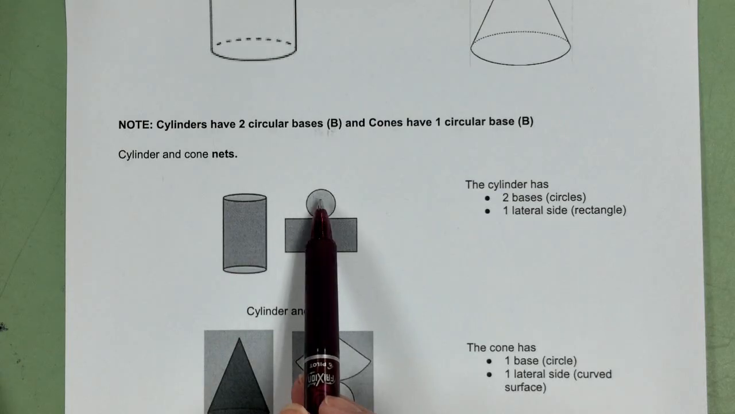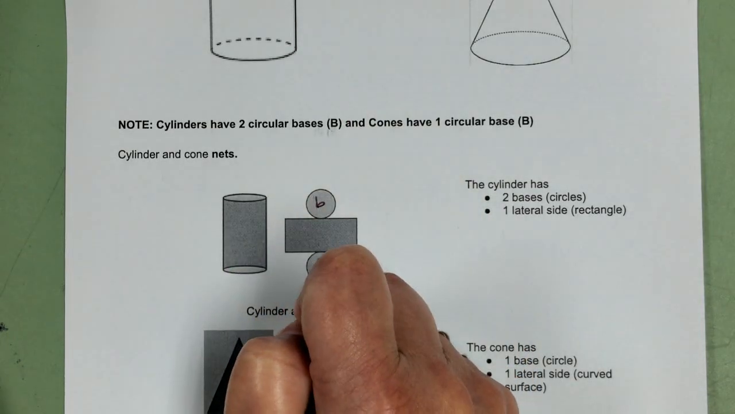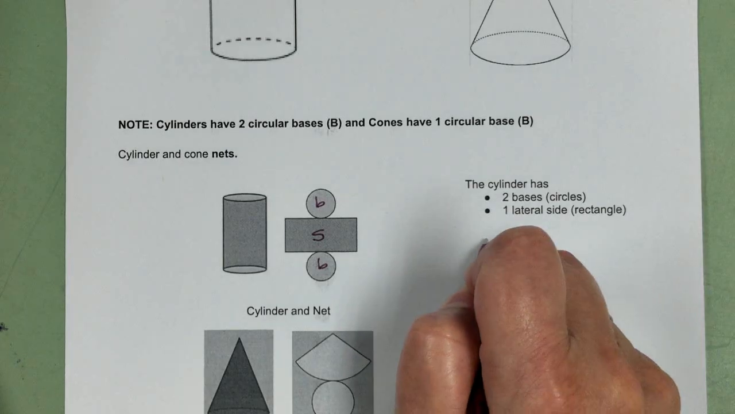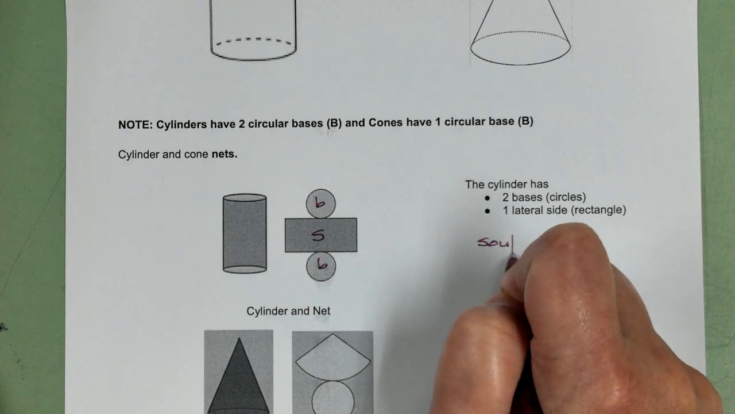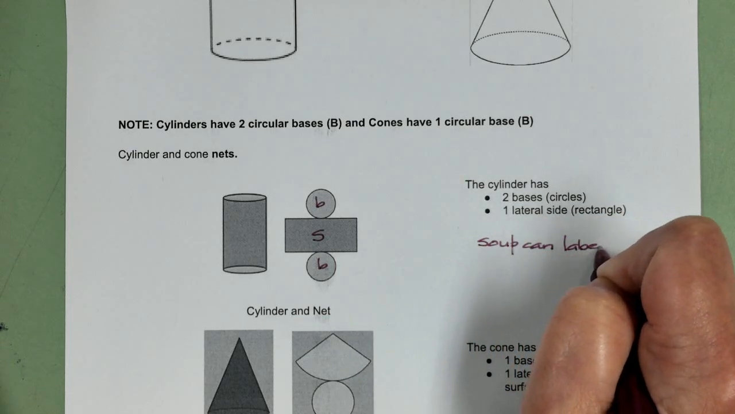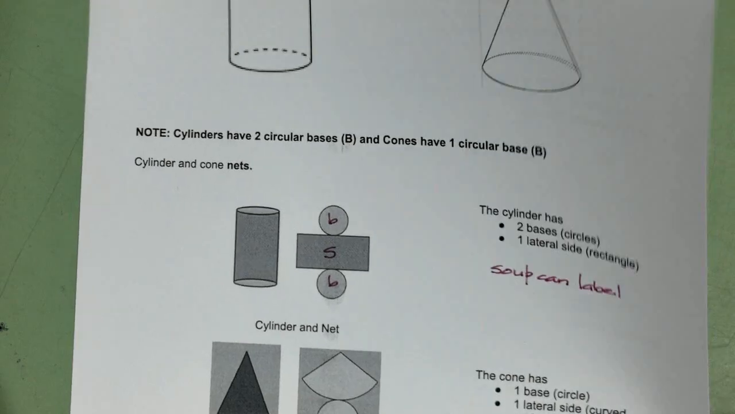Notice that the cylinder, the bases are circular, and the side is one complete piece. It is a rectangle. Think about a soup can label. If you take a soup can and peel the label off, it is a rectangle. So that is always going to be the shape of the lateral side of a cylinder.